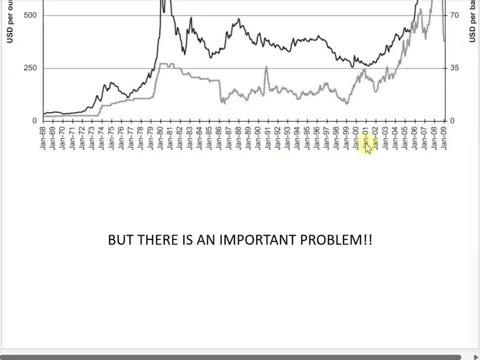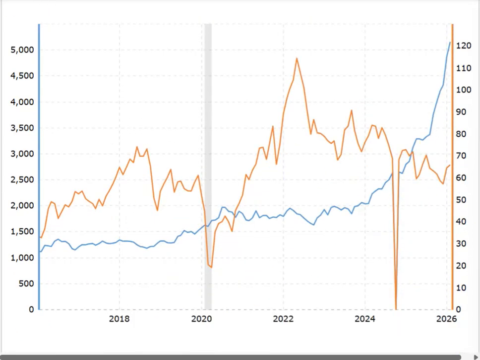But there is an important problem. I have shown the chart of gold and oil prices for you from 2016 to 2026. The gold chart is shown in blue, and the oil price chart is shown in orange. It is clearly seen that the behavior of gold is not consistent with oil, because oil has been fluctuating around specific prices during this period, but gold has more than tripled, as you can see easily.